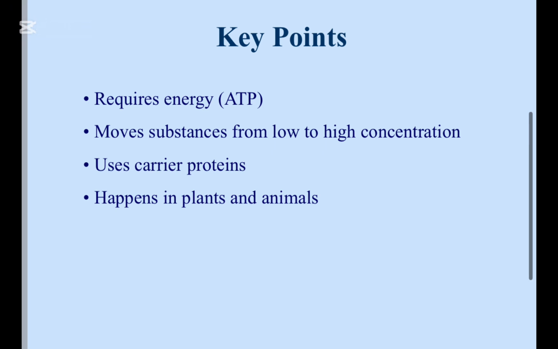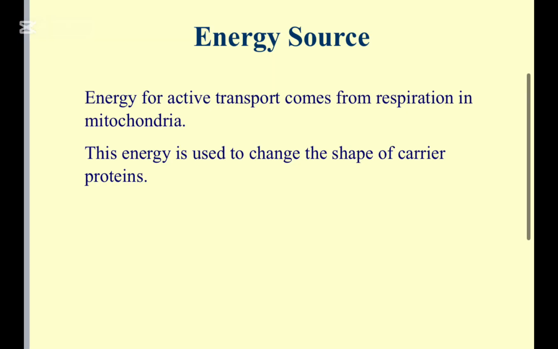Okay, but note one thing about active transport: it always requires energy in the form of ATP, and this energy is gotten from where? The mitochondria majorly. Plant and animal cells both have mitochondria, and the mitochondria of a cell is also regarded as the powerhouse because it provides energy. Let's talk about the energy source.